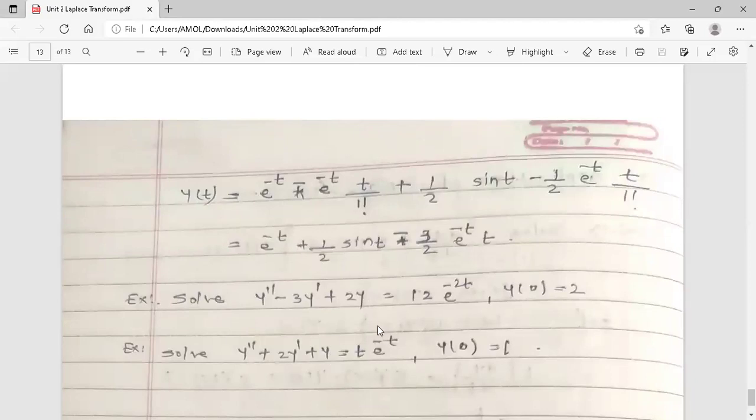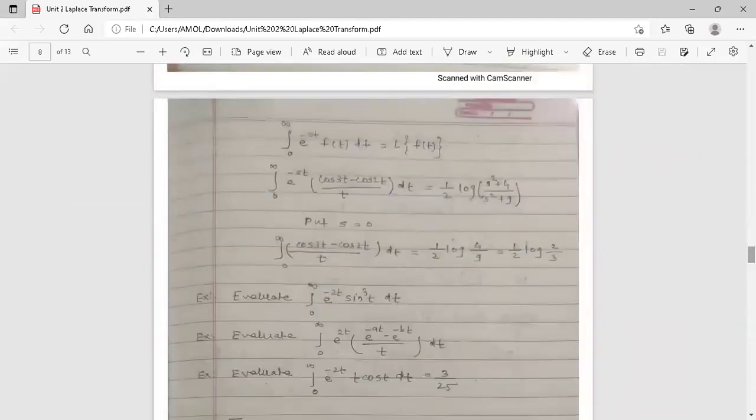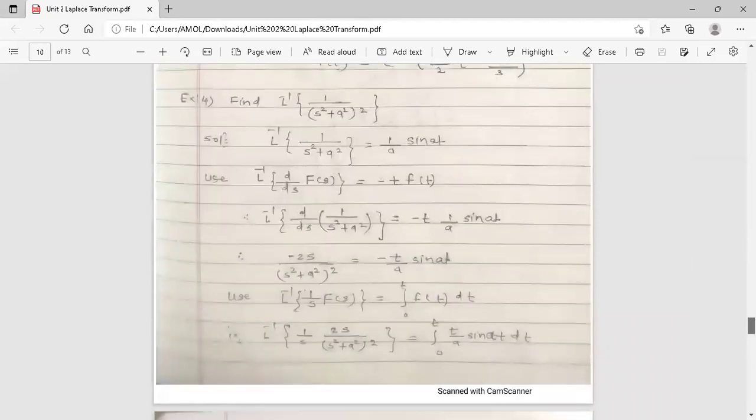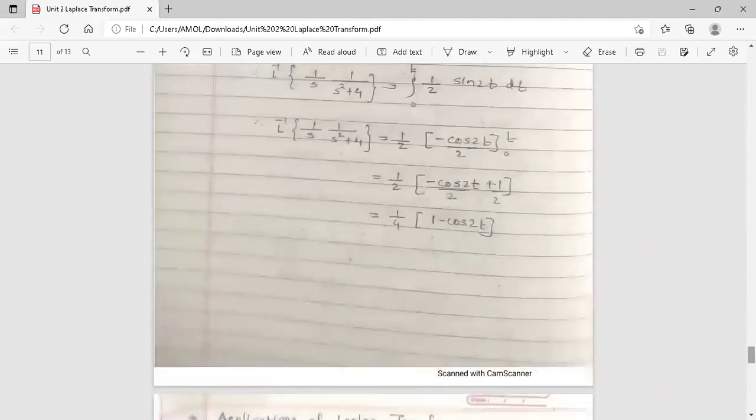So these are the differential equations. Using Laplace transform, you can solve these differential equations. That is the use of Laplace transform. While solving the differential equation, we have to use both the Laplace transform as well as the inverse Laplace transform to find the solution of the differential equation. So this is the application of Laplace transform. Here, this topic, applications of Laplace transform to find the solution of differential equation, is over here. And this unit is also over here.